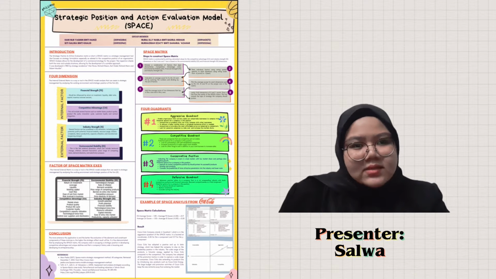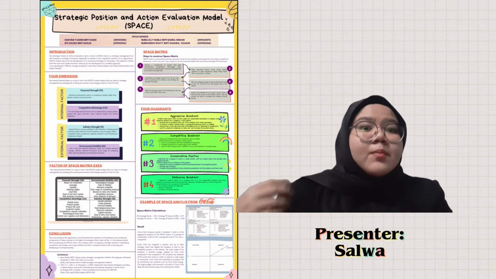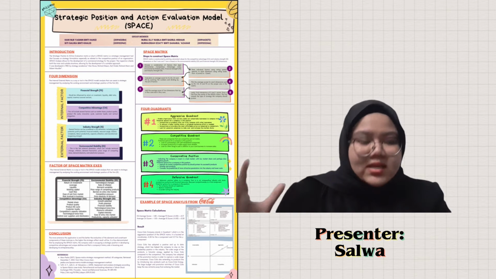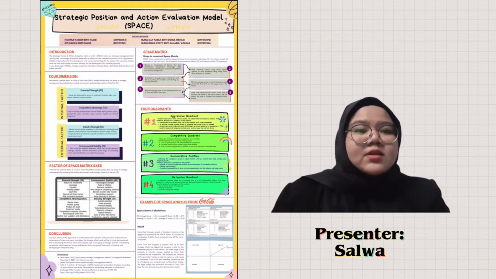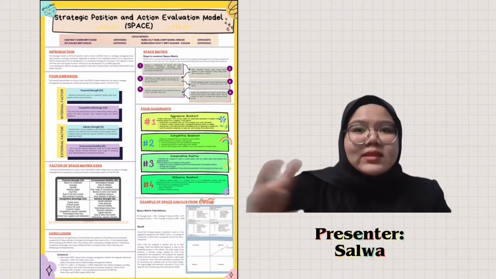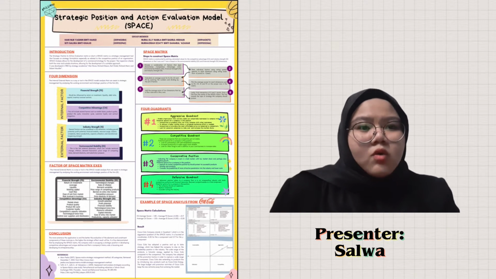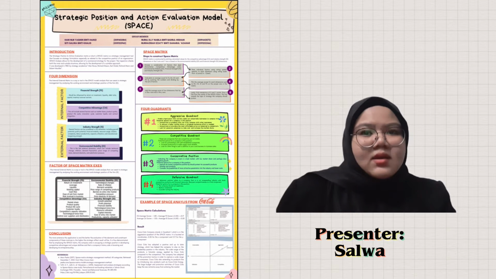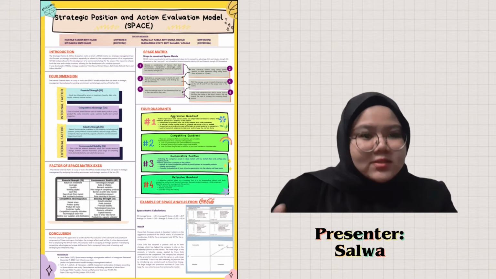SPACE analysis allows for the development of a commercial strategy for the project. The inspection checks both the inner and outside situations, allowing for the development of a suitable approach. It was developed in 1982 by Alan Rowe, Richard Mason, Karl Dickel, and Robert Mockler. That's all for the introduction of the SPACE model.